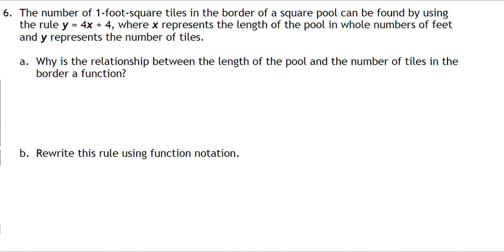So this isn't a brand new scenario. We saw this one before. We're just going to analyze it a little bit more. So A, why is the relationship between the length of the pool and the number of tiles in the border a function? And then we're going to rewrite the rule using function notation. So they're basically telling us, yes, it is a function, but why? Why is it a function?